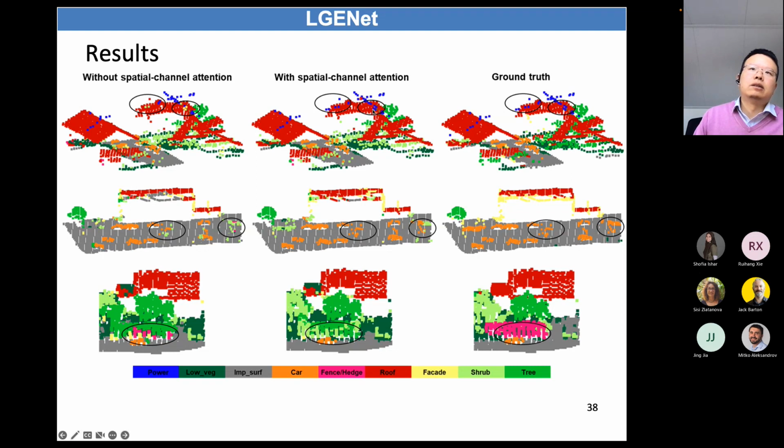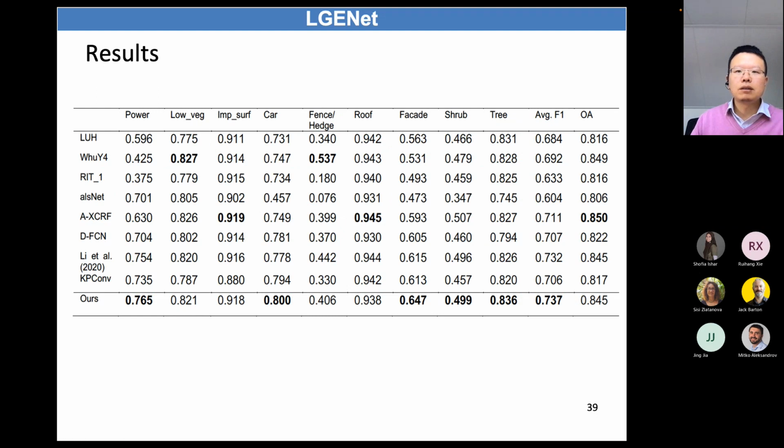So this power line is actually quite difficult because it's very long and has very sparse points. I'll show you the numbers here. For example, the power line is in the first column. So now we can get up to 76% accuracy, which is actually pretty good compared to the previous ones.